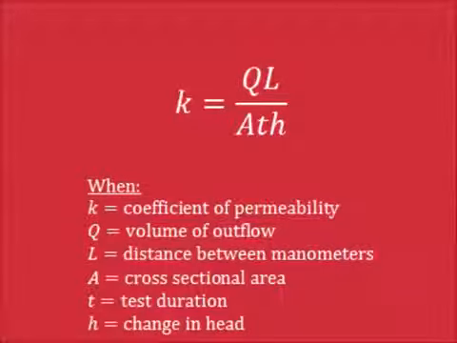At the test temperature, the soil's coefficient of permeability is available using this modified Darcy's equation. Values are usually in centimeters per second or feet per second.